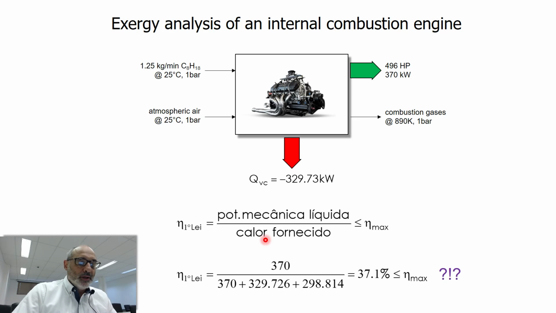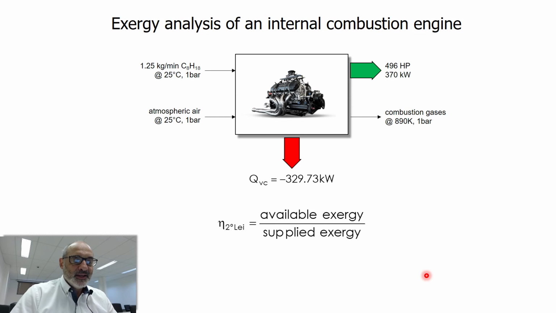Well, let's calculate now the first law efficiency of this process. So shaft power divided by supplied heat. We have this number and we get 37.1%. The problem is, I don't know how much this number is. So I don't know if this is a very good efficiency or a very bad efficiency because I don't know the maximum.